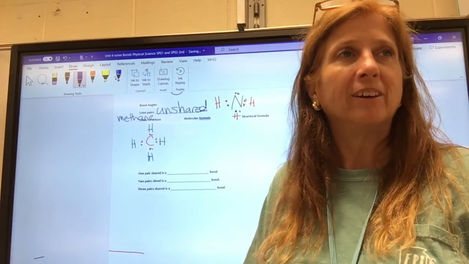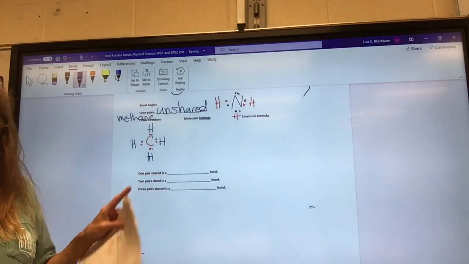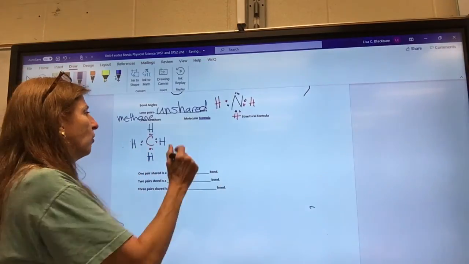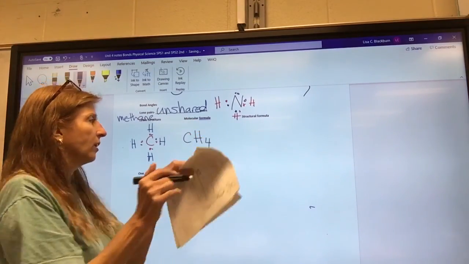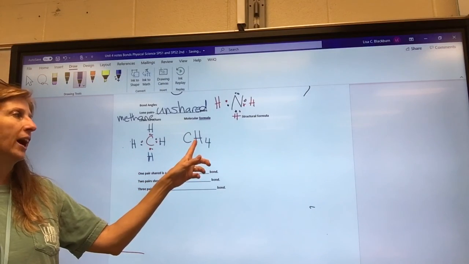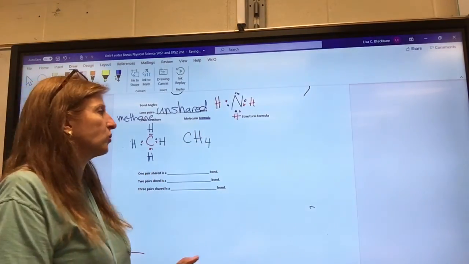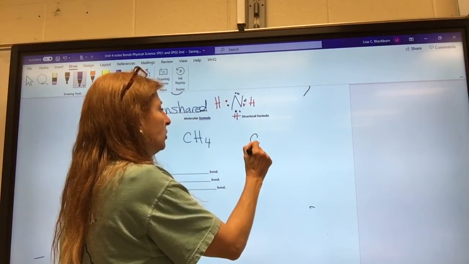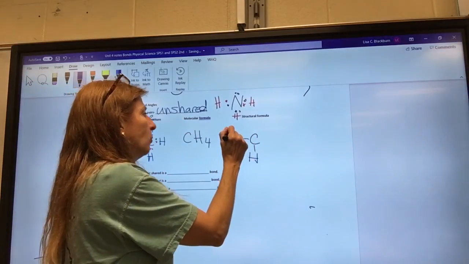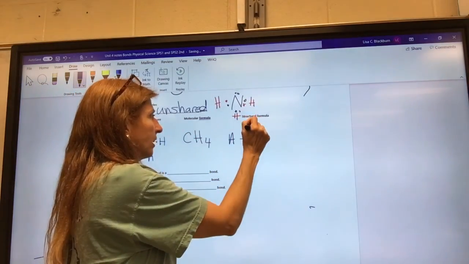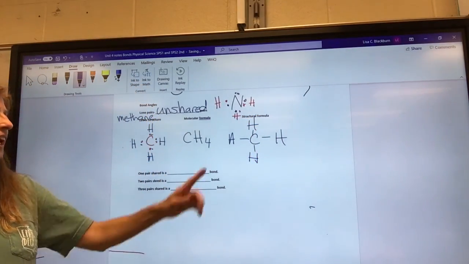Zach, did you hear me? Don't light poots. Okay, there we go. So this is the Lewis structure. You also can write the molecular formula, where you just write the elements together: 1 carbon, 4 hydrogens, written as a subscript. The last one is called the structural formula. It's the same as the Lewis structure, but wherever you have 2 dots, instead you put 1 line. So that's the structural formula.